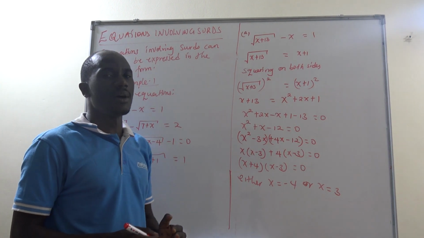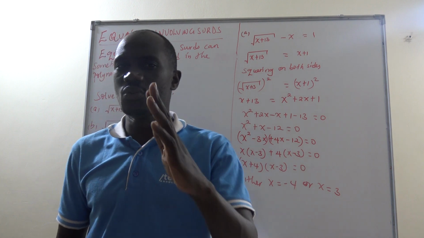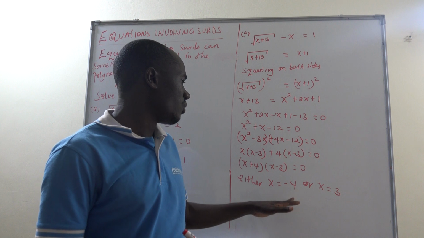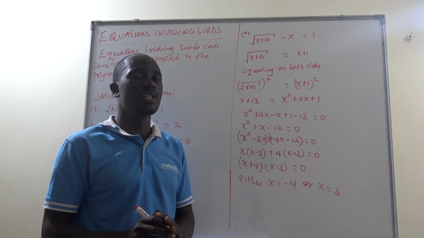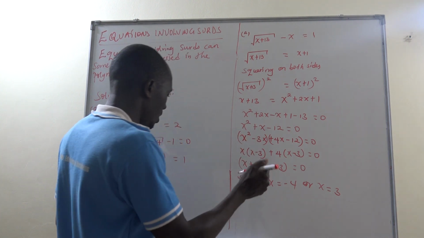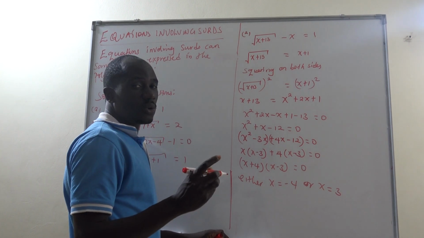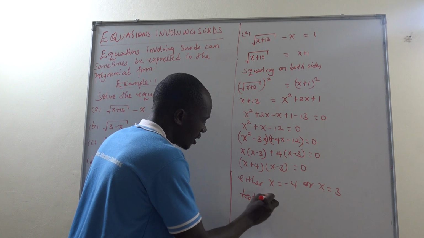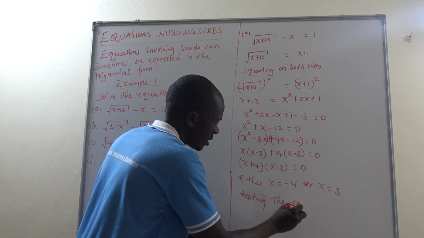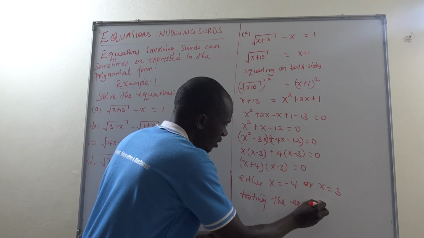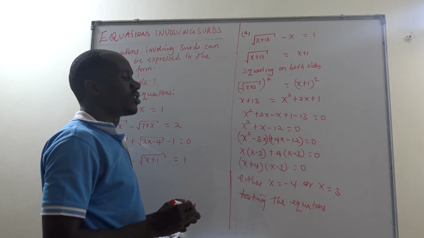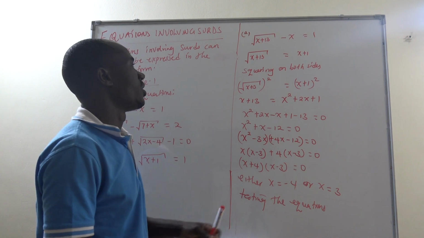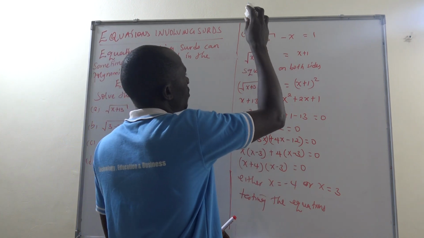These are not enough for you to go with. When you are dealing with numbers which are under a surd, we go through testing, by checking. You may find that the one which has come out may not give the exact answer. We are testing the equations. We want to see which one is correct and which one is not correct. So we are going to test through here.